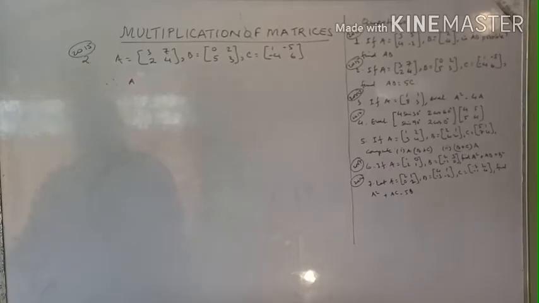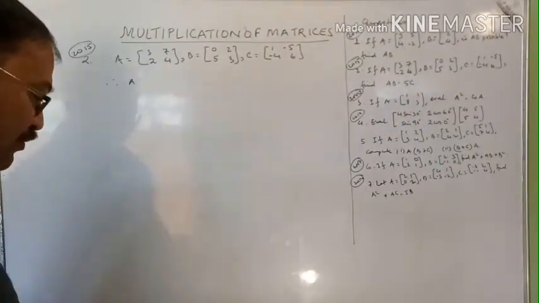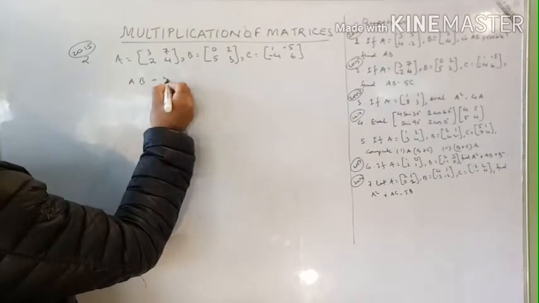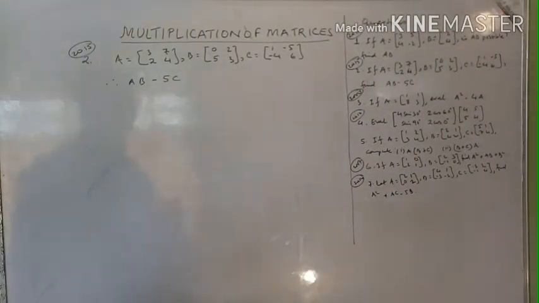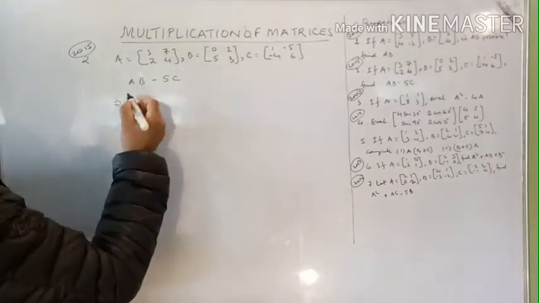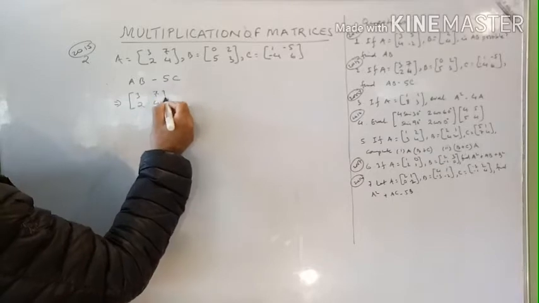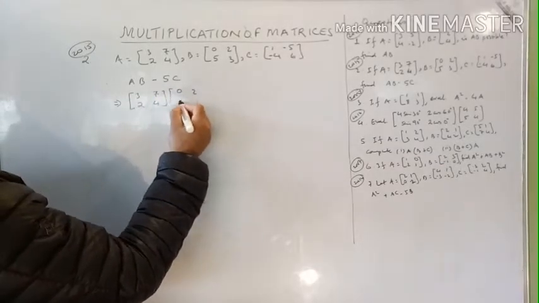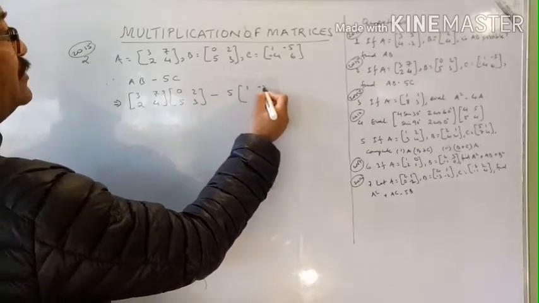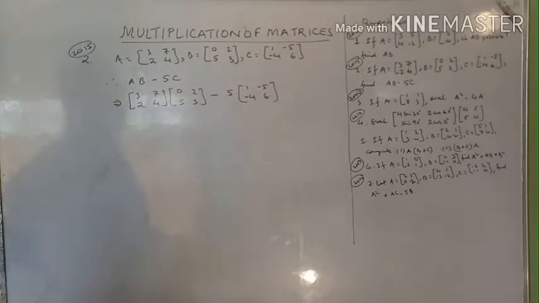Actually, you have to find AB minus 5C. You have to find the value of AB minus 5C. So AB minus 5C you have to evaluate. Order is important. When it's AB, we must write A first, then B. So A is 3, 7, 2, 4 and B is 0, 2, 5, 3 and minus 5 into C, which is 1, minus 5, minus 4, 6. So we replace A, B, C by the given matrices.